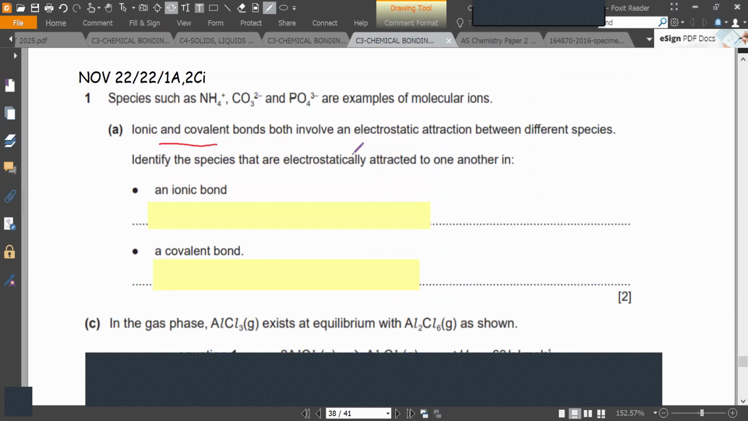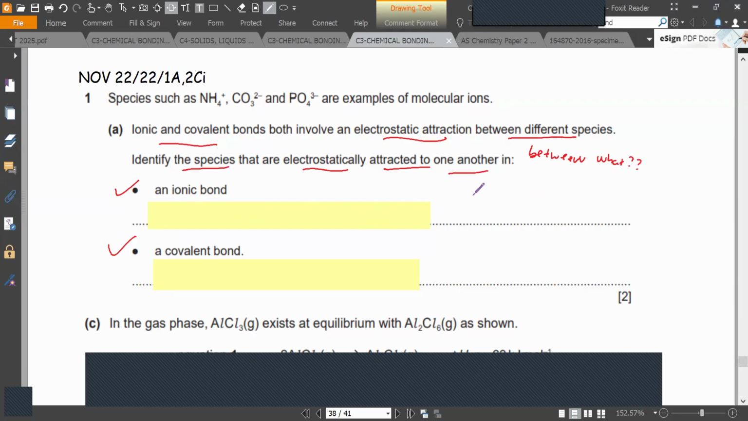Ionic and covalent bonds both involve an electrostatic attraction between different species. Identify the species that are electrostatically attracted to one another. This is quite a fine point. In IGCSE, we just need to know it is attraction. Ionic bonding, they have attraction, that's why they form a bond. Covalent bonding, they have attraction, that's why they form a bond. But we do not learn specifically about the attraction between what. It's not the same.